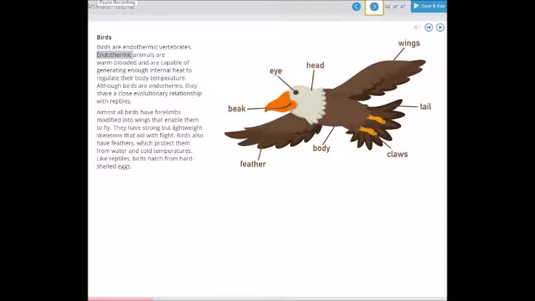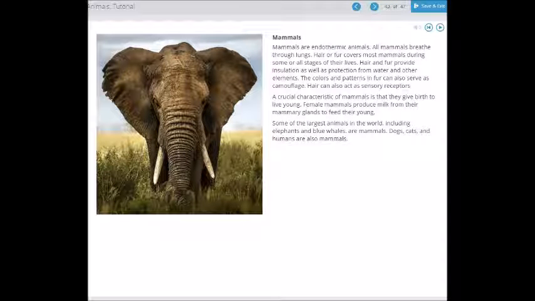And then finally we have the mammals, and the ones we're most familiar with. They're endothermic, which means that they can regulate their body temperature. They breathe through lungs. Hair covers most of them. Pretty much all mammals have fur, but some of them, like the elephant, don't have much fur. It just kind of lost all of its fur for various reasons. Some of them are covered in fur. It provides insulation as well as protection from water and other elements.